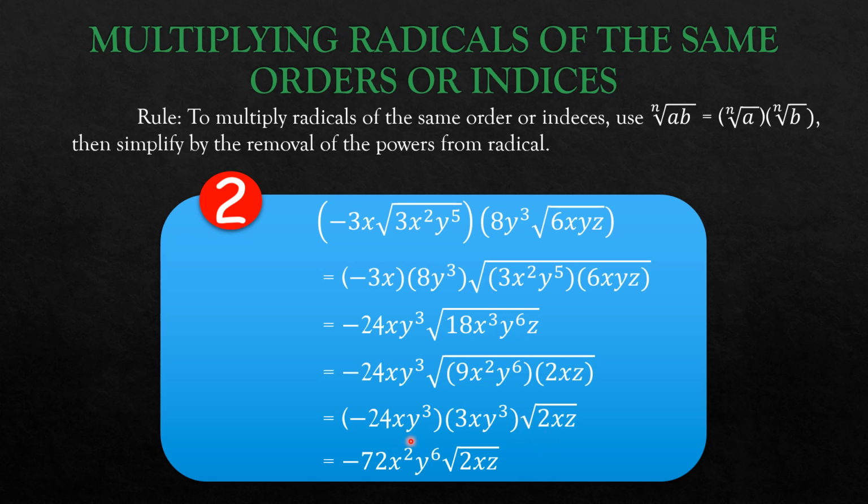And then, multiply the coefficients. So, negative 24xy cubed times 3xy cubed, that is equal to negative 72x squared y raised to 6. And then, copy the radical, square root of 2xz. Therefore, the product of negative 3x squared root of 3x squared y raised to 5 and 8y cubed square root of 6xyz is negative 72x squared y raised to 6 square root of 2xz.